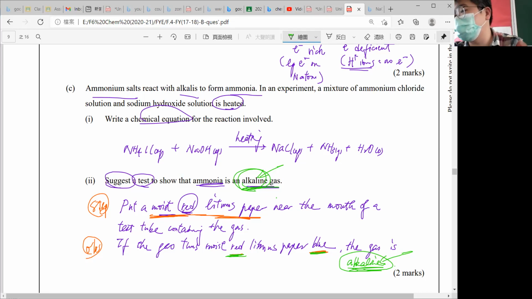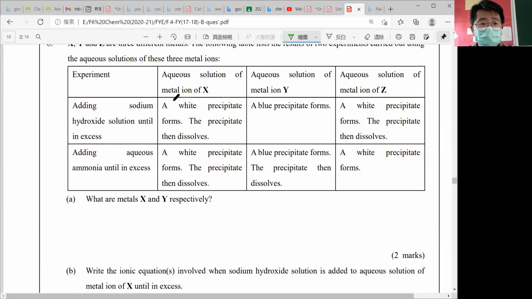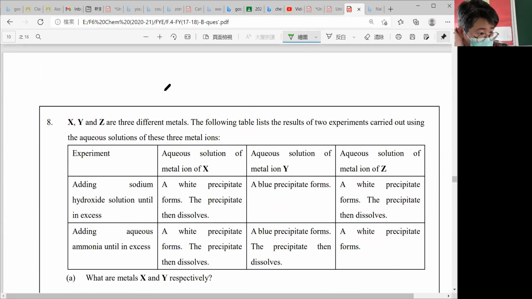All right, so here comes question H. Let me see how many hours we have. Oh, question H. Oh, very authentic experiment on alkaline.